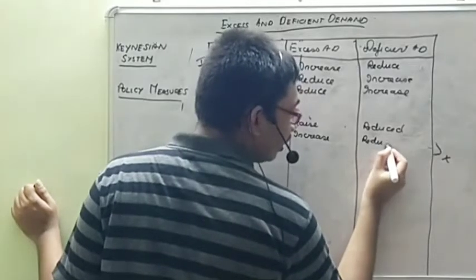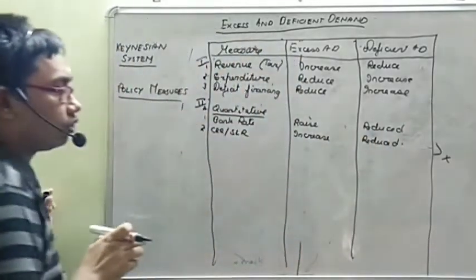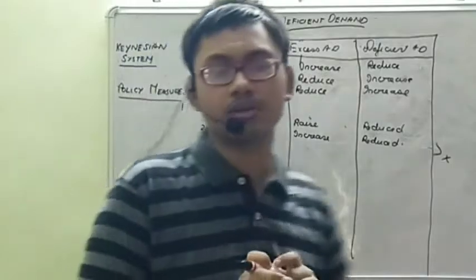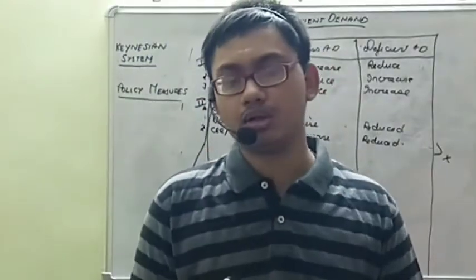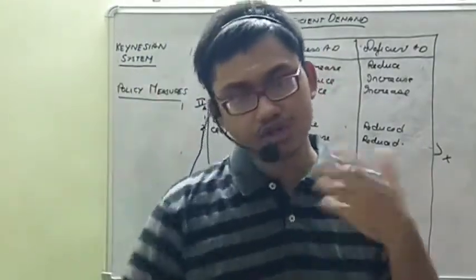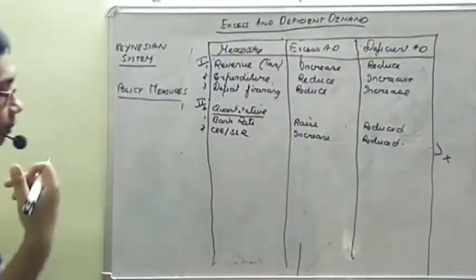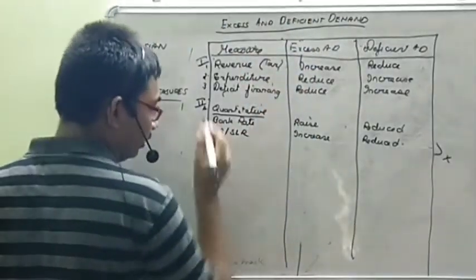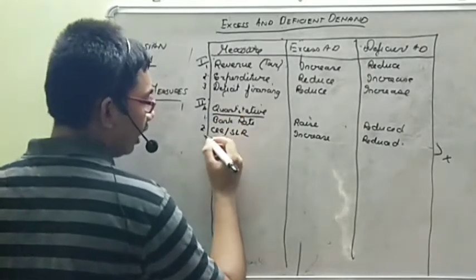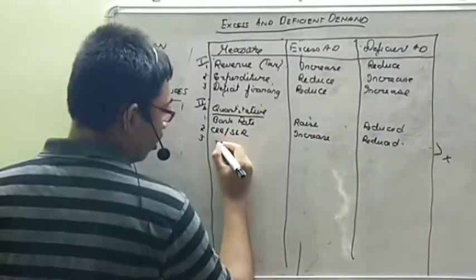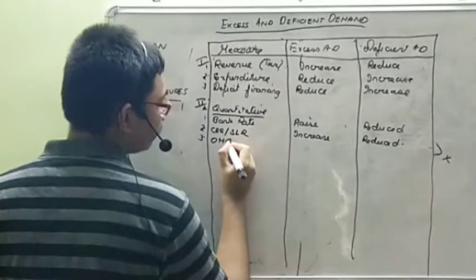In case of deficient demand, this should be reduced so that the banks or the institutions are persuaded, or they have the initiative to lend more to the public, and therefore the demand will go up. Then CRR, SLR are over. Then open market operation.